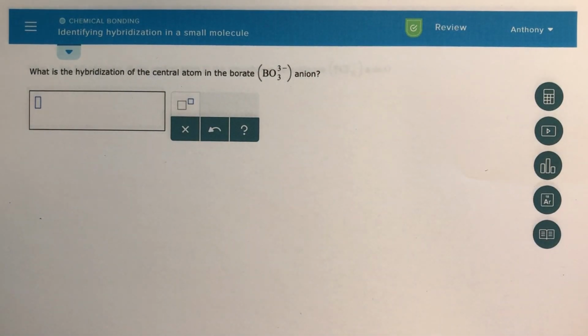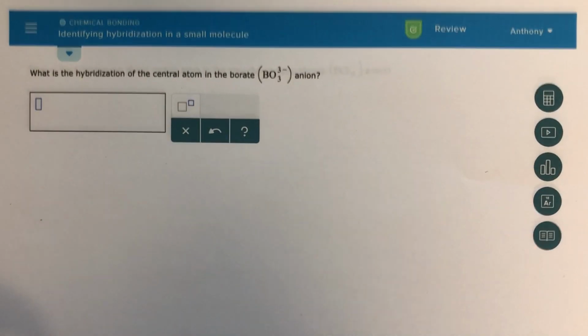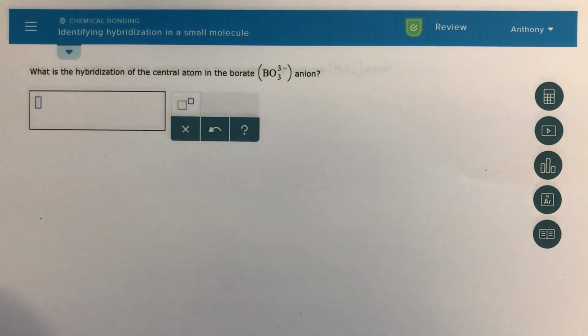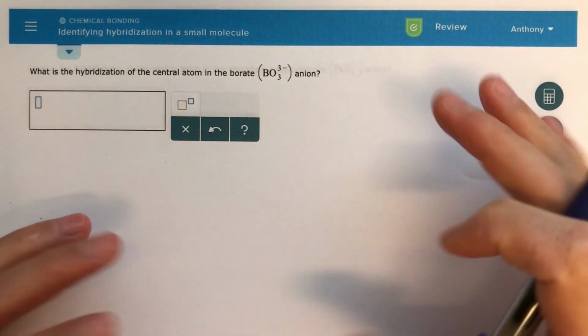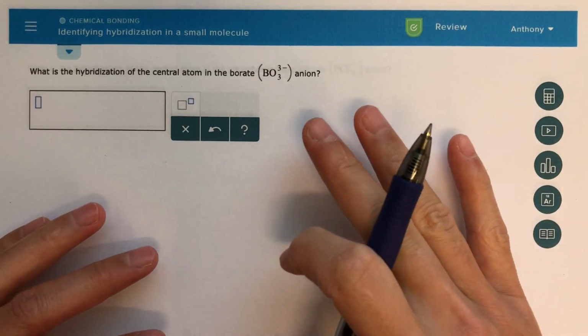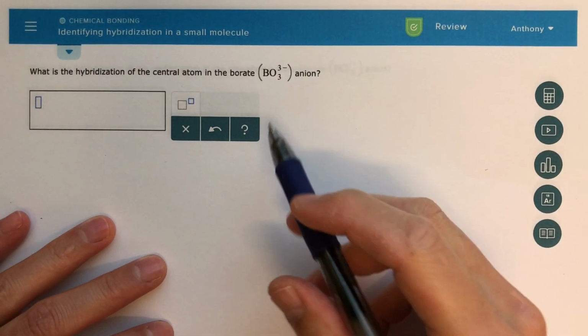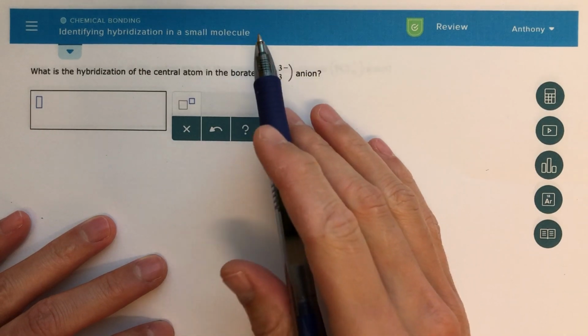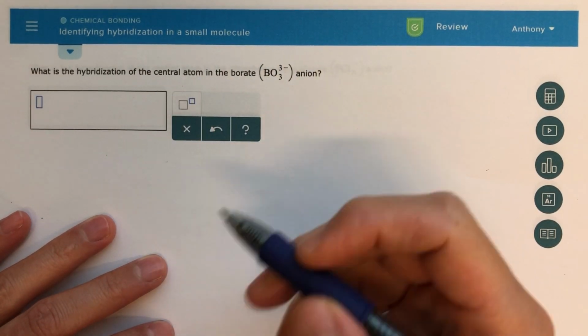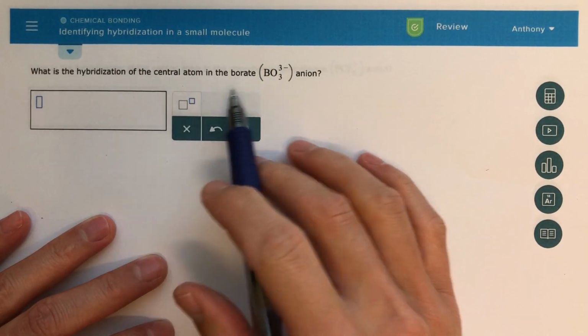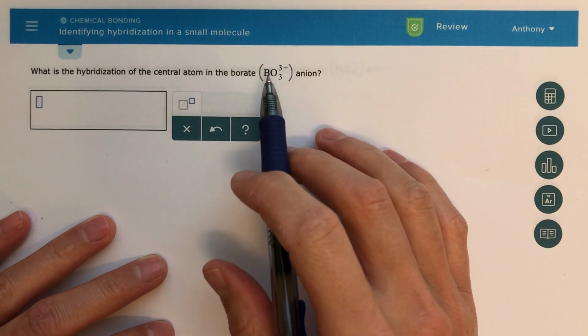All right, so this is an ALEKS topic that's called identifying hybridization in a small molecule. And I think this is a really good topic because it also tests our ability to draw Lewis dot structures. So we have to draw the Lewis dot structures properly. If we don't draw the Lewis dot structures properly, then you're going to get it wrong. So the first thing that we're going to do for all of these, and in this video I'm going to go through 3 different examples just to sort of reiterate some points, is draw the actual Lewis dot structure.